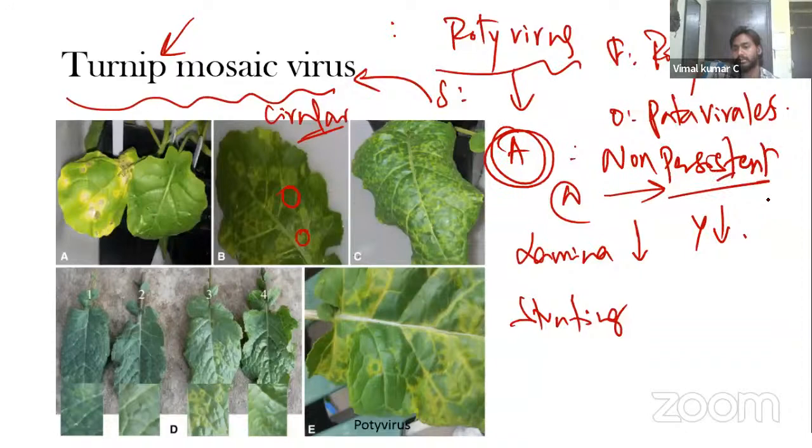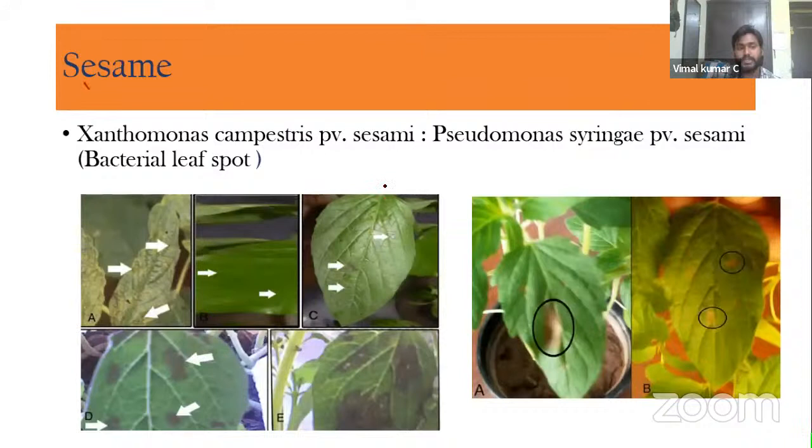Okay, coming to the next crop, that is sesame, right? Or sesamum. So here, the bacterial leaf spot is caused by either Xanthomonas or Pseudomonas. Okay, so both can cause the infection separately. Okay, it's not a complex thing. Either Xanthomonas can cause it or Pseudomonas can cause it, or both can infect the same crop. Okay, but it's not a complex. Without this, this can also occur, or without this, this can also occur, right?